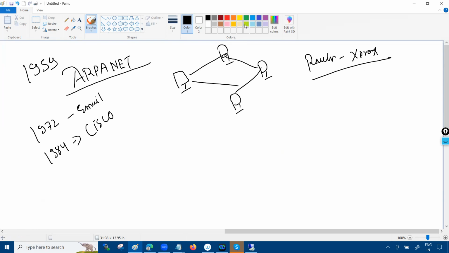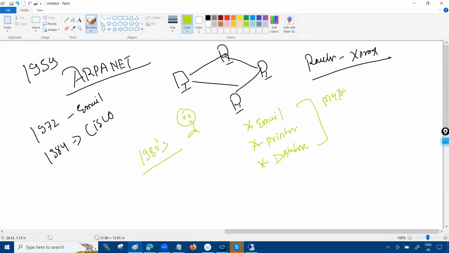So I'm just saying that in the 80s and 90s, from the user's perspective, whatever the requirements were, the users could either do email, or print something, since a printer was also there, through the networking and database. They could exchange and access data. These were the major services that people were using at that time.